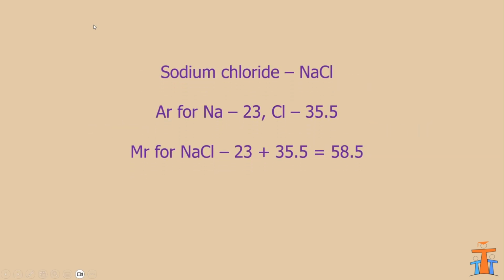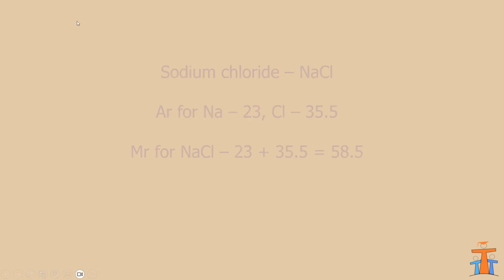Example 1. Sodium chloride. The formula for sodium chloride is NaCl. Relative atomic mass for sodium is 23 and for chlorine is 35.5. So the Mr for NaCl is 23 plus 35.5, which is equal to 58.5.